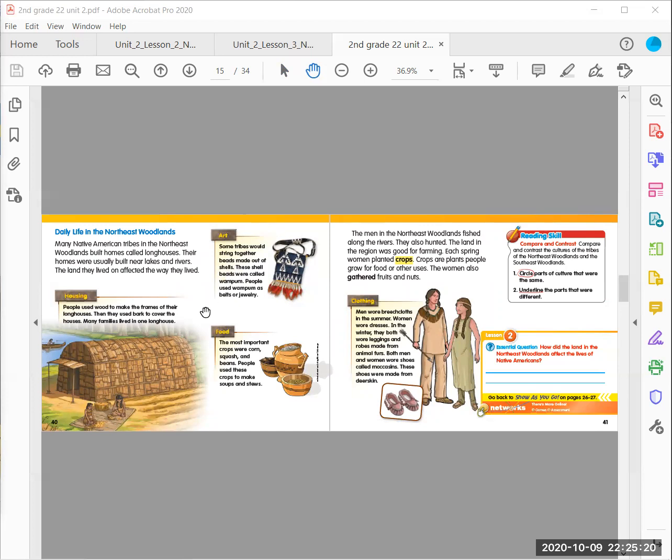So we talked about their culture when we talked about their food and their way of living in this lesson and in the previous one. So you can go back to the previous lesson to try and find the things that are the same and the things that are different. And then go ahead and answer your essential question on how did the land in the Northeast Woodlands affect the lives of Native Americans? So remember, when we're talking about the land, we're talking about everything that's going on in there. What the weather is like, what kind of food is available to them, and so on.